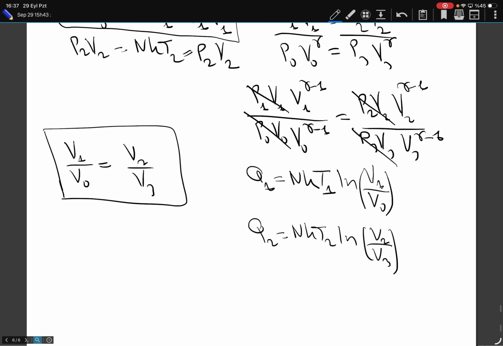But you see, if I take the ratio Q1 over Q2, you see V1 over V0 and V2 over V3 are the same. So the logarithms cancel. The number is fixed and K is just the Boltzmann constant. So Q1 over Q2 is T1 over T2.